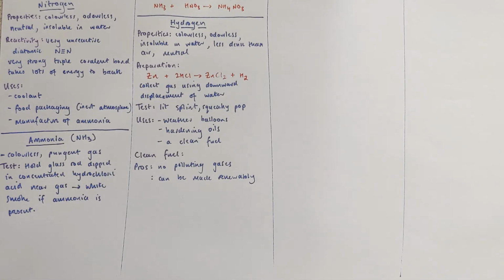The other thing is that it can be made renewably. You can actually make hydrogen by doing a reaction known as the electrolysis of water, and that can be powered by electricity, which in theory you could generate using renewable energy sources like wind power, etc.